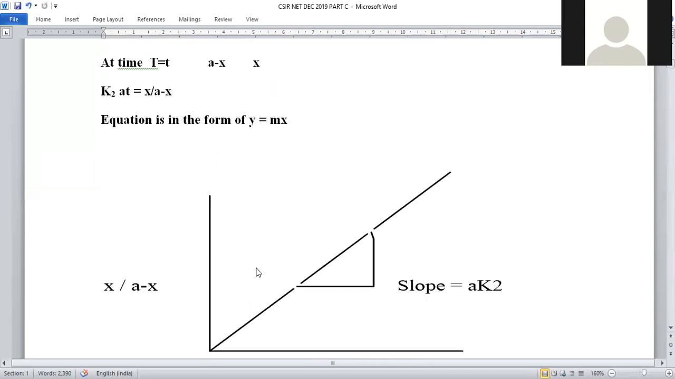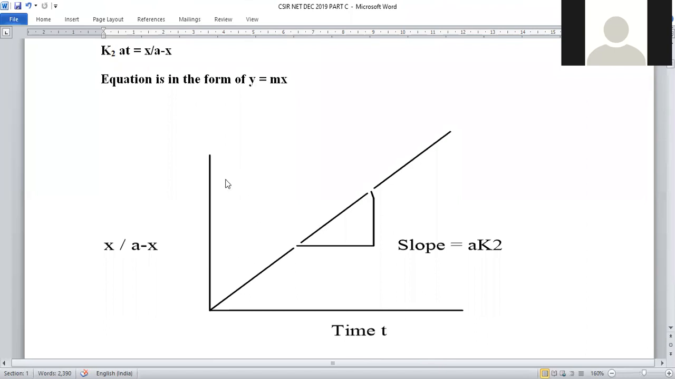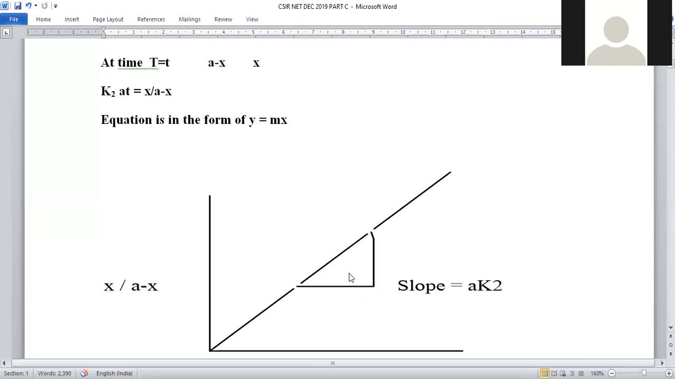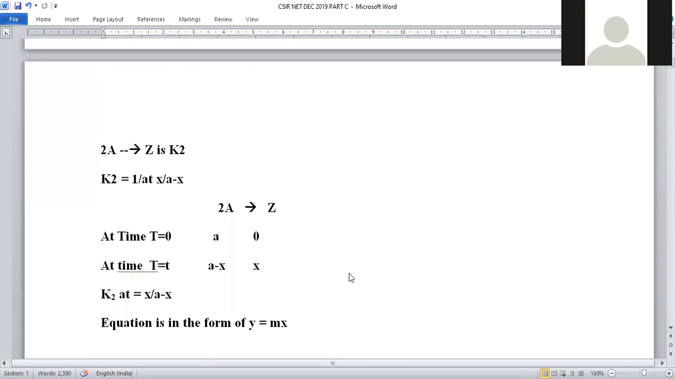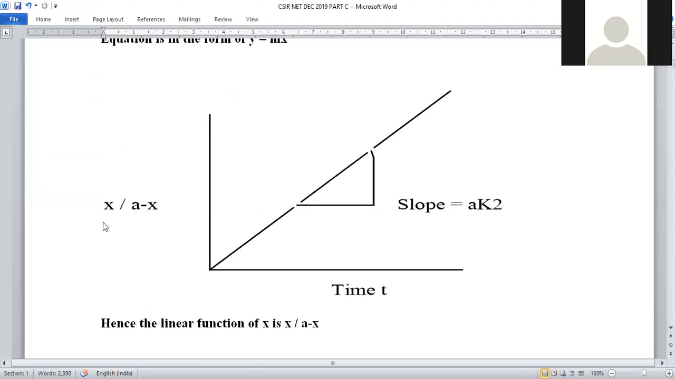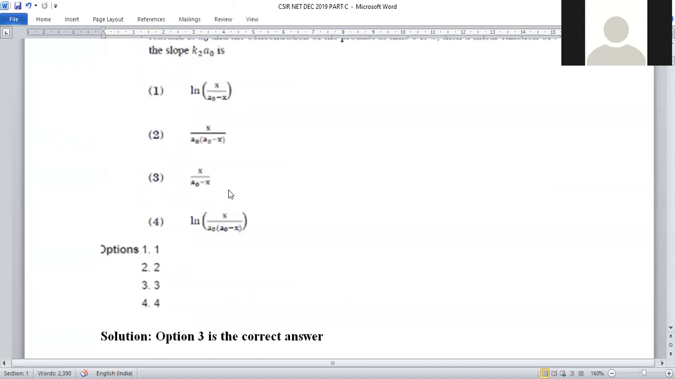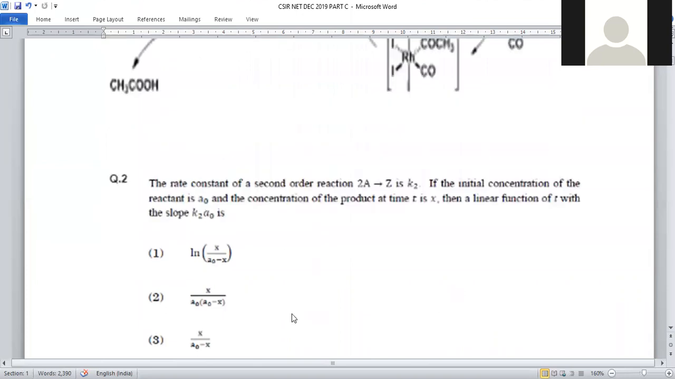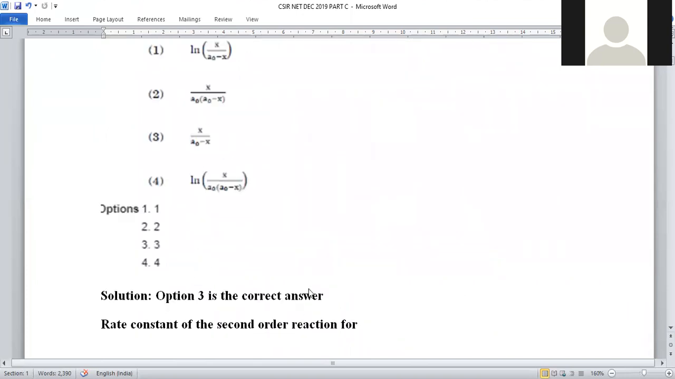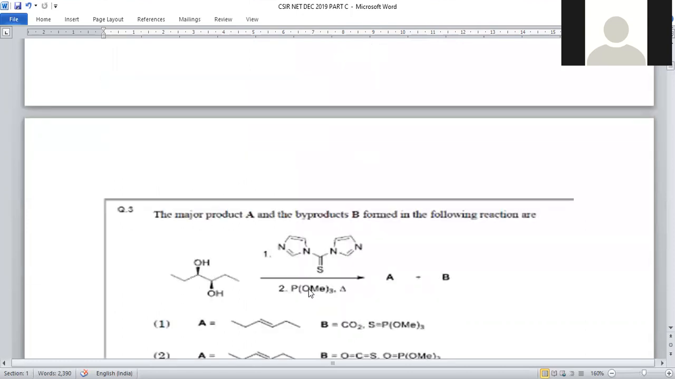So the equation is in the form of y equals mx. Here the X coordinate term will be time, and the Y coordinate term will be X by A minus X. The straight line originating from the zero point moves in this direction, and the slope is K2A. In this reaction, the linear function of time will be X by A minus X. Hence the correct answer will be option 3, X by A minus X. So for question number 2, the right answer is option number 3.